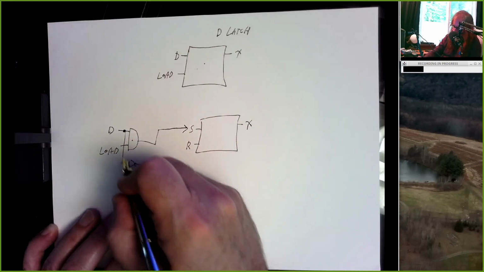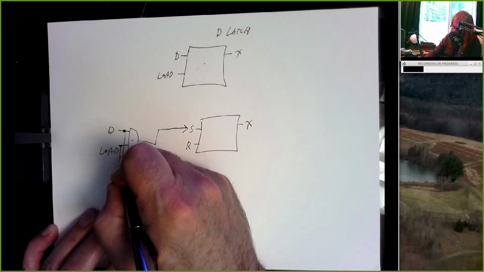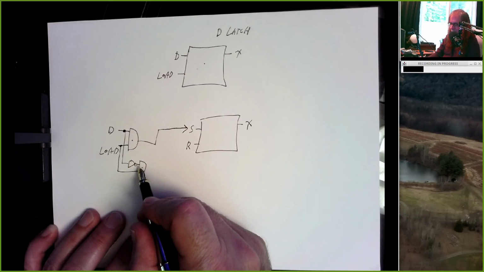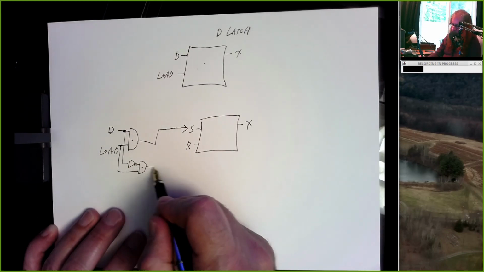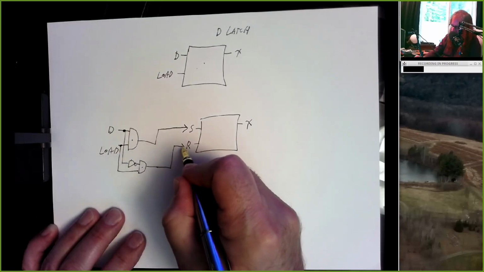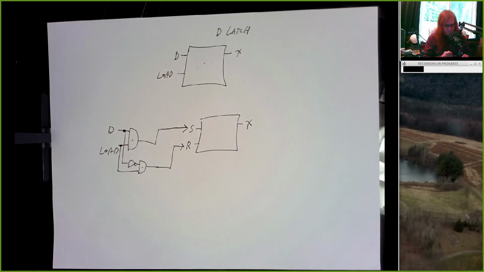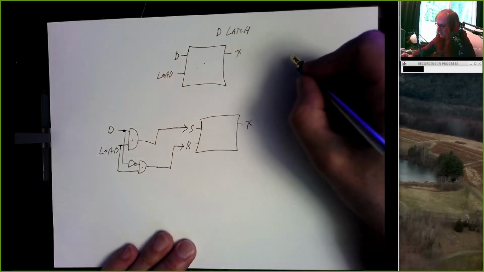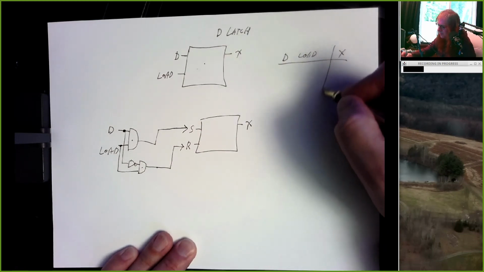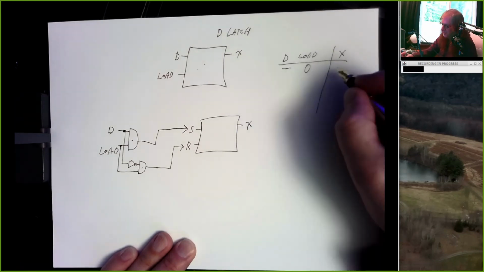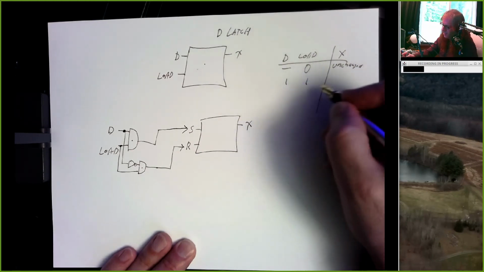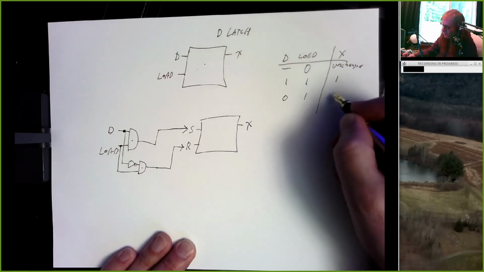And if D is low and load is high, well, if D is a 0, the inverter's output will be a 1, so we'll have a 1 and a 1. This output will be high if load is high and D is 0, and we'll connect that to the reset line. And so the behavior here, in terms of D, load, and X: if load is zero, it doesn't matter what D is, X is unchanged. If load is one and D is one, X is one. If load is one and D is zero, X is zero.